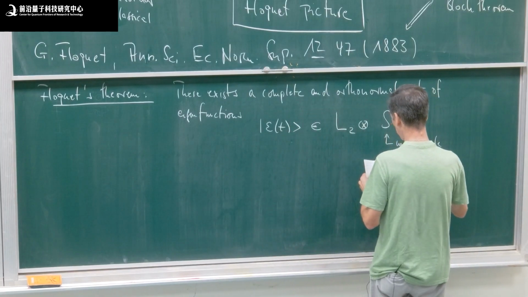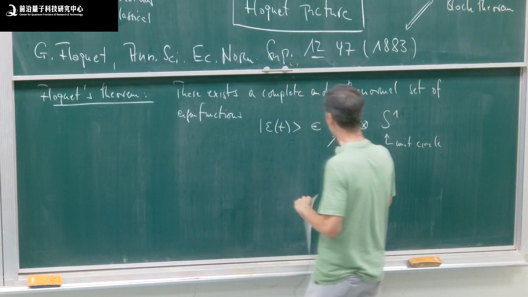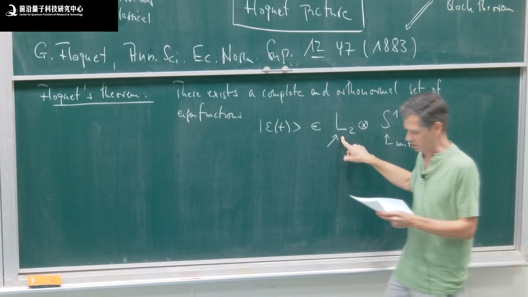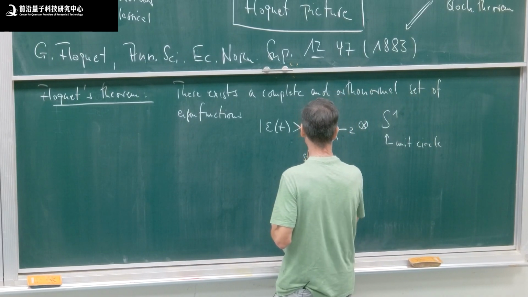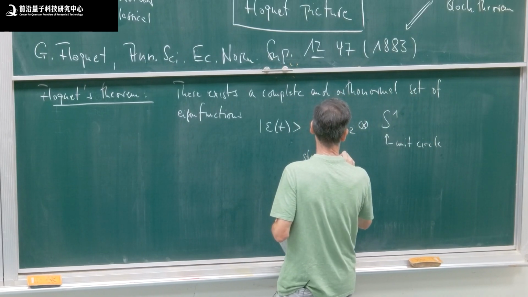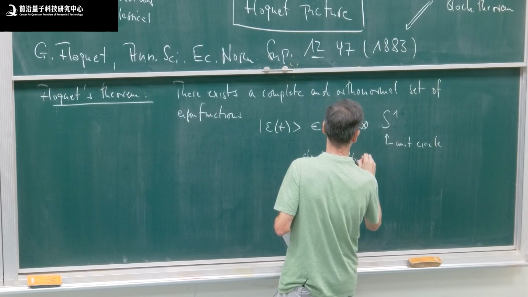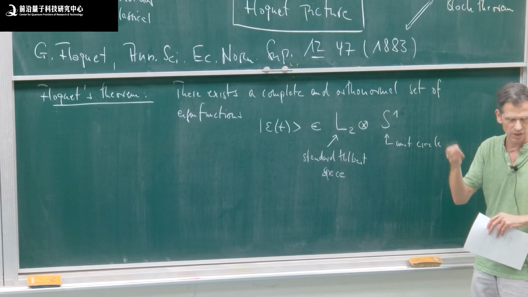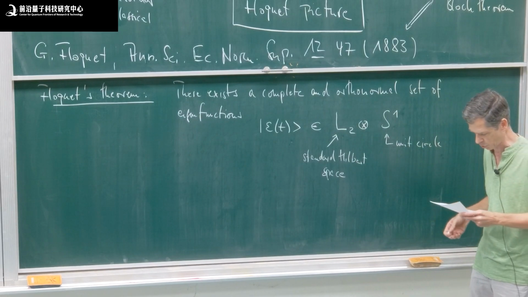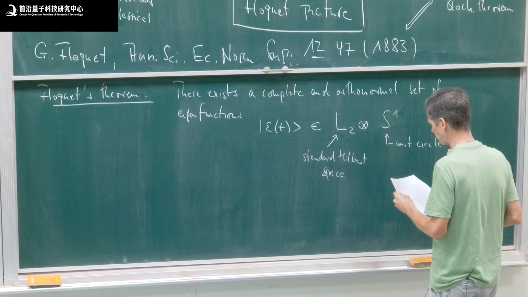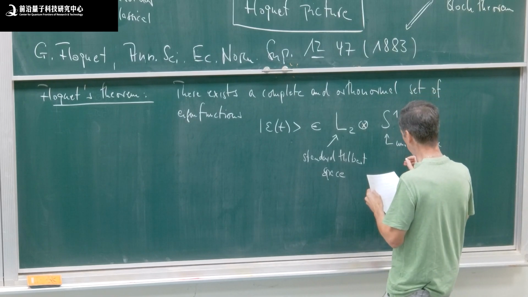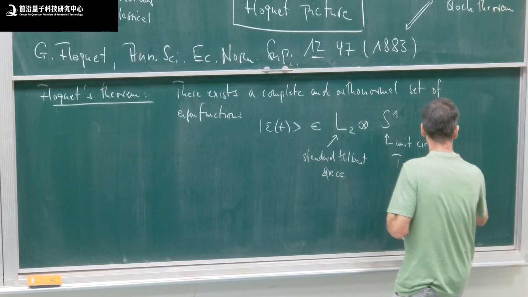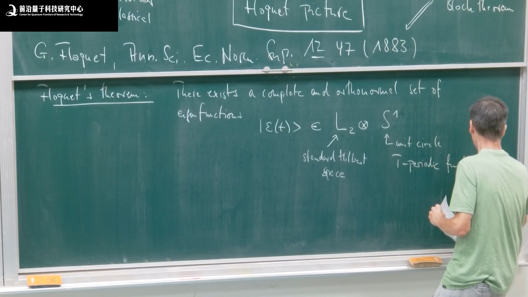So this is the standard Hilbert space in which you typically live when you do quantum theory of time independent systems, where square integrability summarizes that you want a proper probabilistic interpretation. And here is the unit circle, so that's the time T periodic functions.